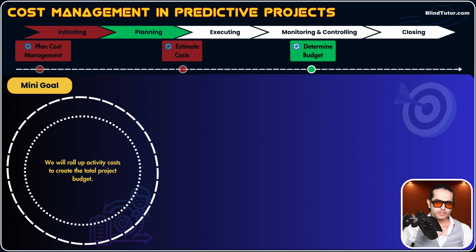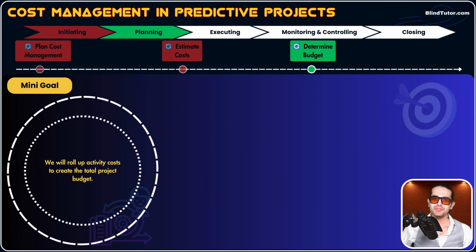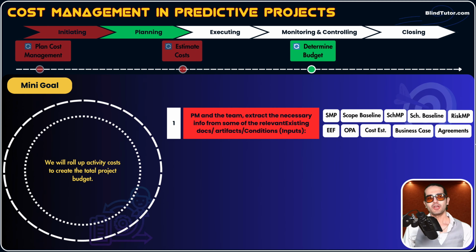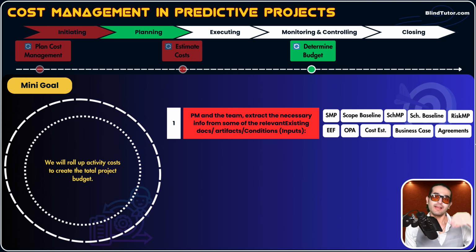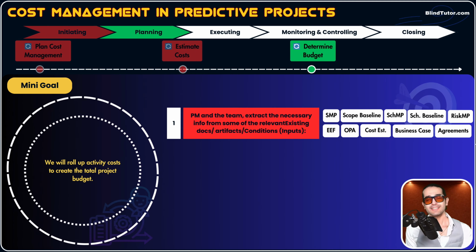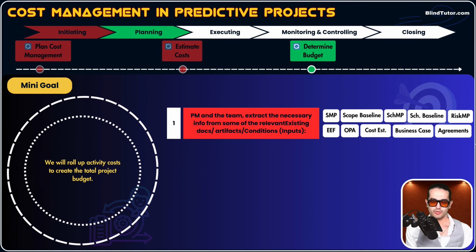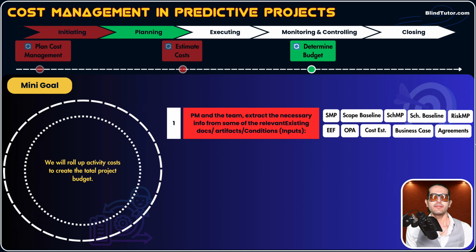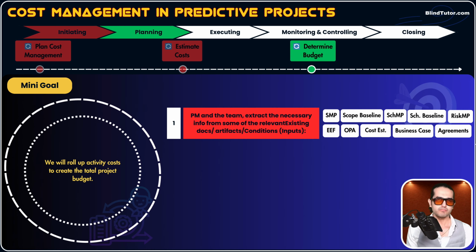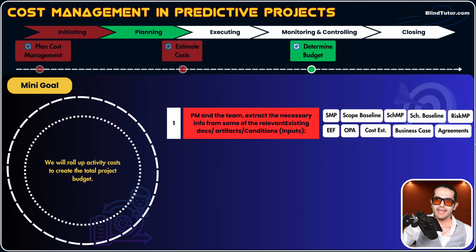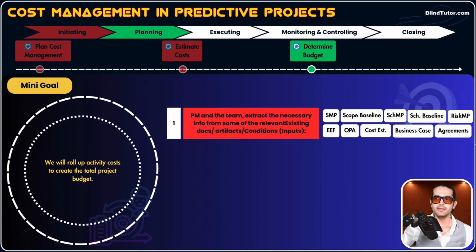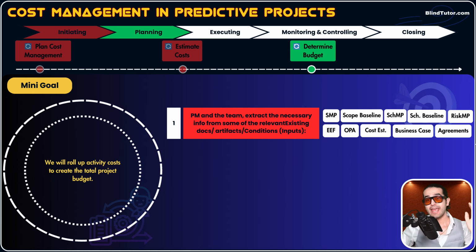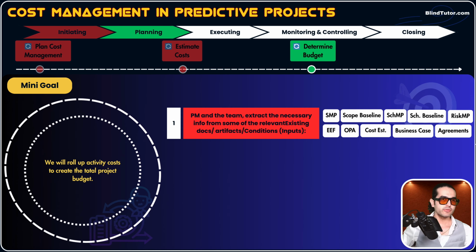Awesome. To do so, we review some inputs. What are those inputs? Obviously, the cost estimates, which were the output of the previous process, are input of this process. Okay, so cost estimates, then basis of estimates, then cost management plan, obviously activity list, schedule baseline, scope baseline, risk management plan, EEF, OPA, and then business case, agreements. These are all inputs for this process.